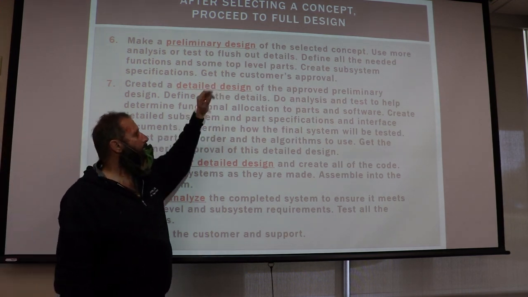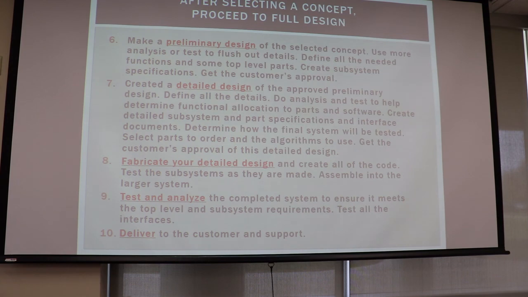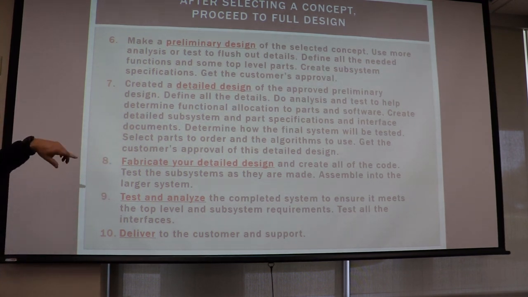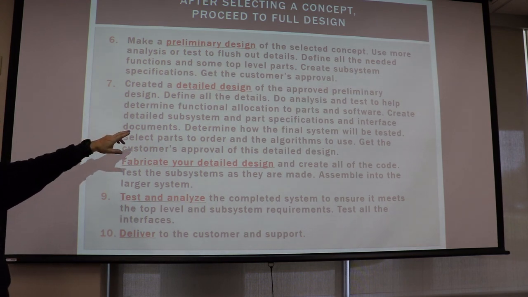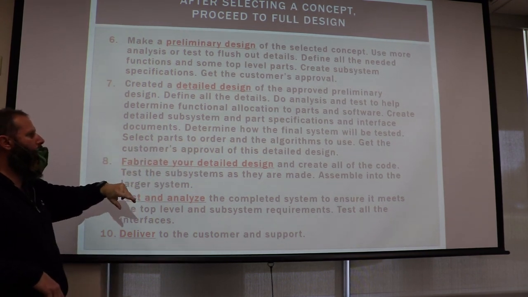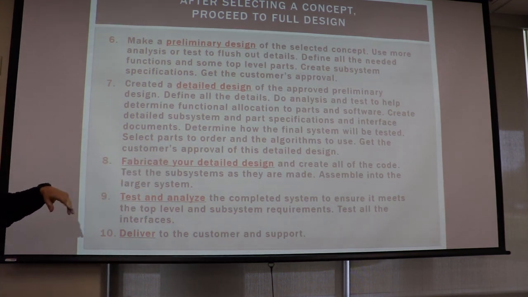So we start this preliminary design. Again, we go back to the customer and say, here's what we've got. I can tell you from experience that the customer is going to make changes throughout this whole process. It's very rare that a customer comes in and says, yep, that looks good. There's always tweaking going on, so we need to be prepared for that. Now we're going to create a detailed design: determine functional allocation, parts, software, detailed subsystems and part specifications, interface documents, determine how the final system will be tested, select parts to order, and the algorithms to use. This was based off of computer stuff. And get the customer's approval of this detailed design.